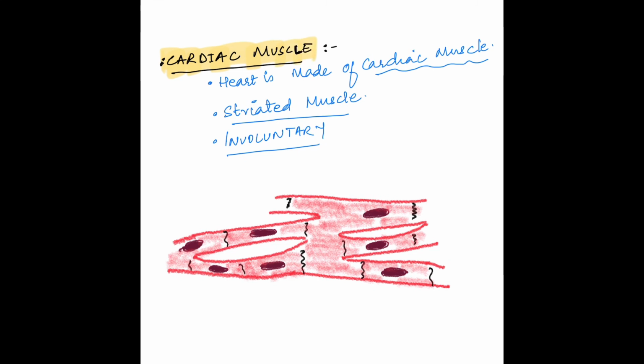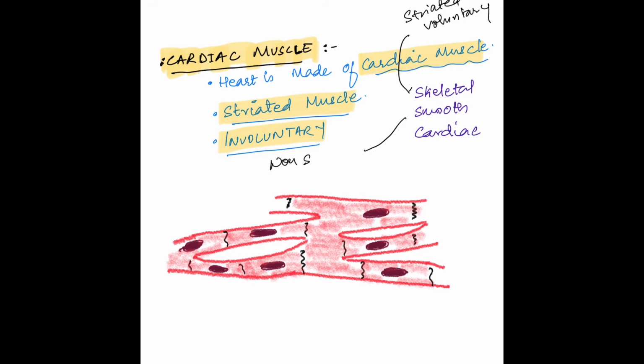Now a few words about cardiac muscle. Our heart is made up of cardiac muscle. It is a striated involuntary muscle. We have three types of muscles in our body: skeletal muscles, smooth muscles and cardiac muscles. The skeletal muscles are striated and voluntary muscles. Smooth muscles are non-striated and involuntary muscles. And cardiac muscles are striated and involuntary muscles. The diagram is an example of a cardiac muscle. The cells are arranged in a branching pattern.